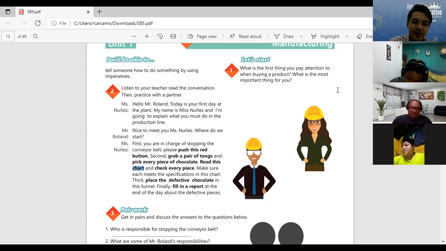And third, place the defective chocolate in this funnel, fill in a report at the end of the day about the defective pieces.